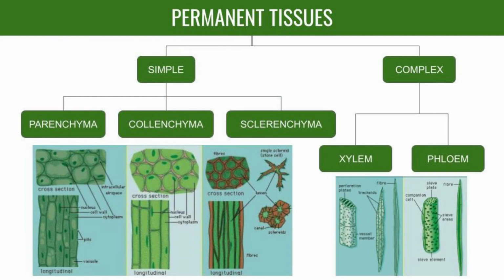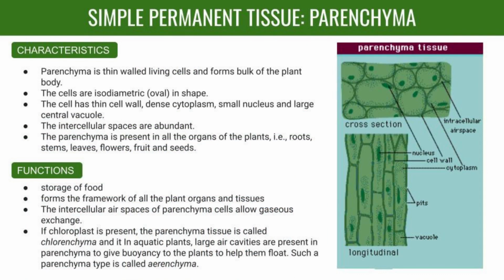Let's start with simple permanent tissues. Simple permanent tissues are made up of a single type of cells that perform specific functions in plants. There are three main types of simple permanent tissues: Parenchyma, Collenchyma, and Sclerenchyma. Let's learn about the characteristics and functions of Parenchyma.